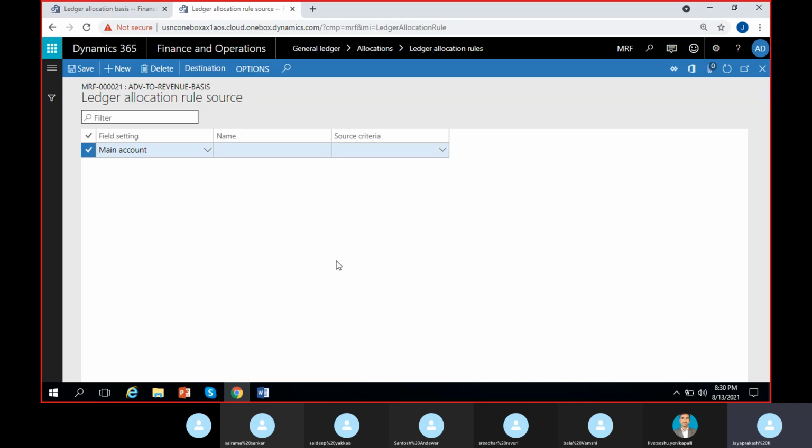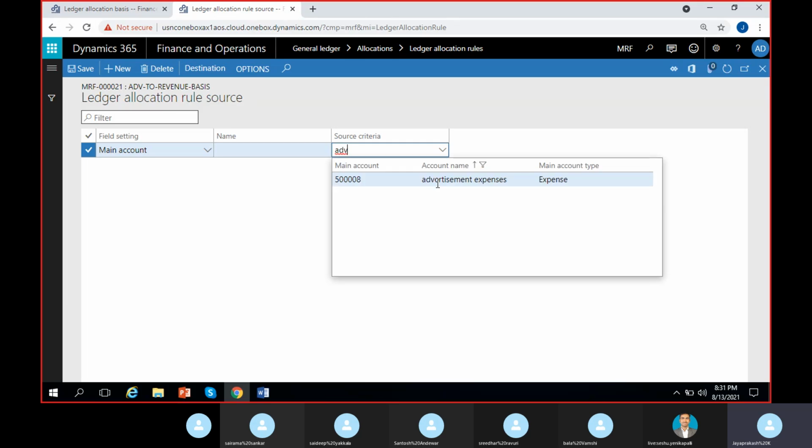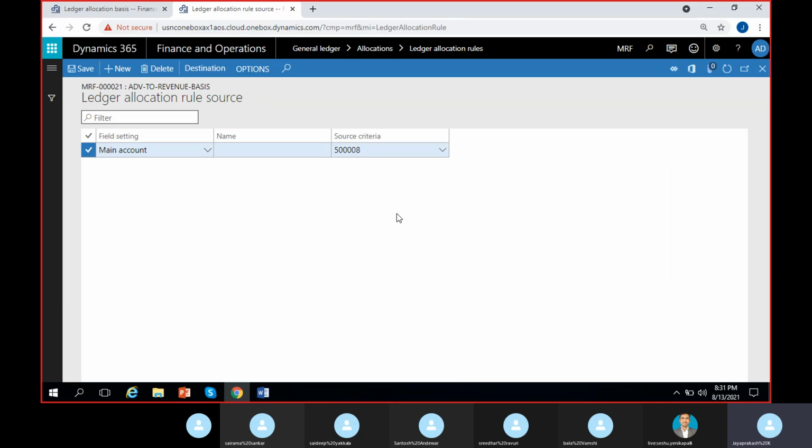Do not forget that. This is where a lot of people get confused. Keep it as a straight point in mind. In basis rules, you take the account that is the basis for allocation. Whereas in the ledger allocation rule, you take the source account, the account whose amount you want to divide, and select that particular account here as the source criteria. So the source criteria here is, as Sairam said, advertisement expenses. Okay.